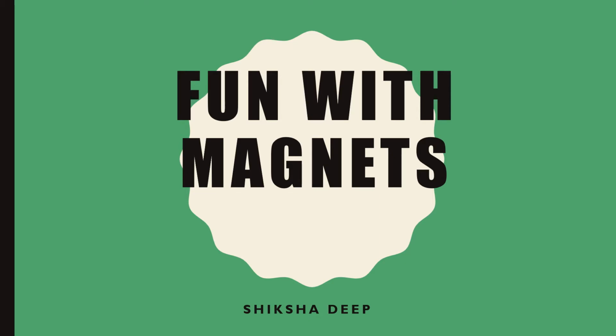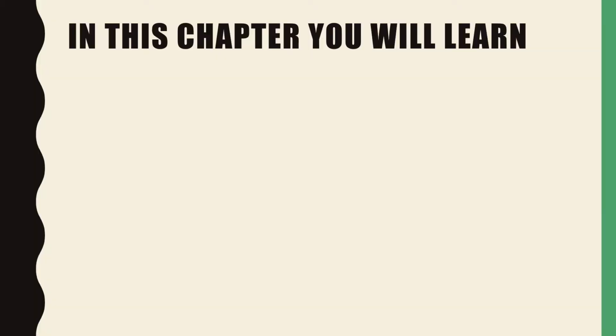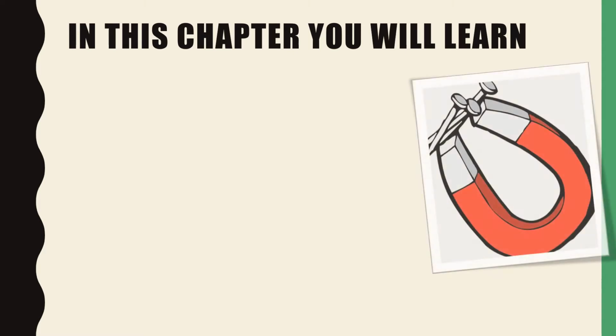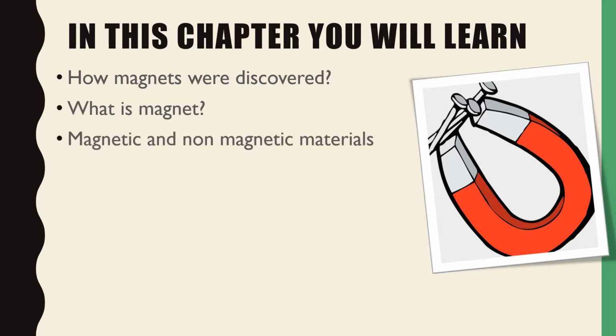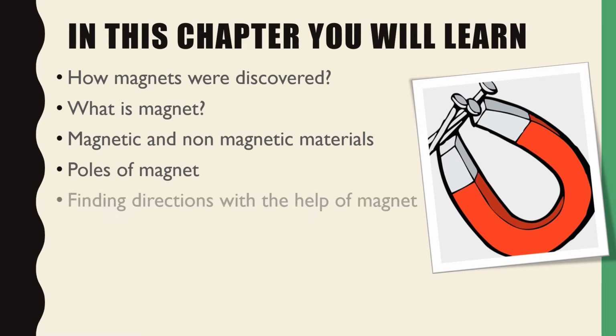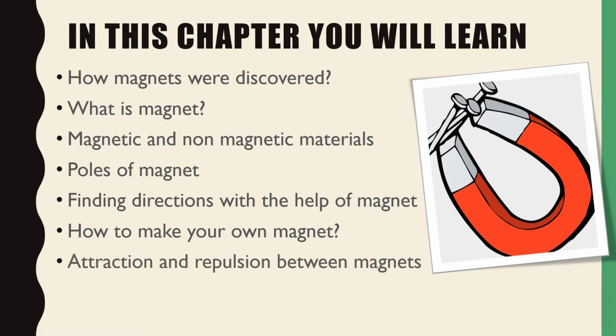Today I am going to teach you Fun with Magnets of class 6th. This is completely based on CBSE syllabus. In this chapter, you will learn how magnets were discovered, what is magnet, magnetic and non-magnetic materials, poles of magnet, finding directions with the help of magnet, how to make your own magnet, attraction and repulsion between magnets, a few cautions.